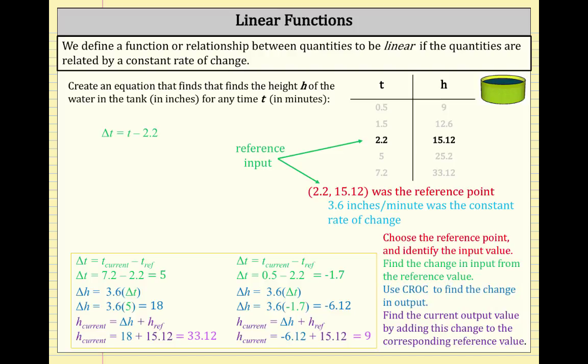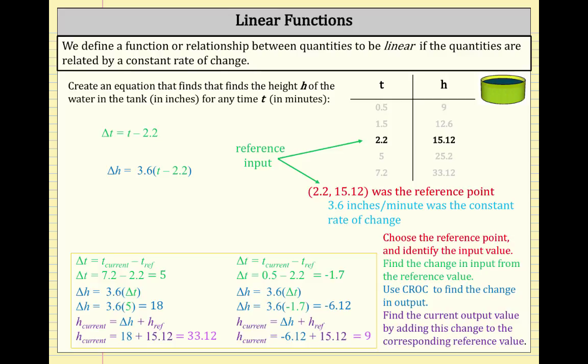The next stage is to use the constant rate of change to find the change in output. So let's do that. Thinking about what we had previously, the change in h is equal to 3.6 times the change in t, or delta h is equal to 3.6 delta t. In this case, we do know something about the change in t, which is equivalent to t minus 2.2. So we're going to replace the delta t with t minus 2.2. And so we're left with delta h is equal to 3.6 times t minus 2.2.